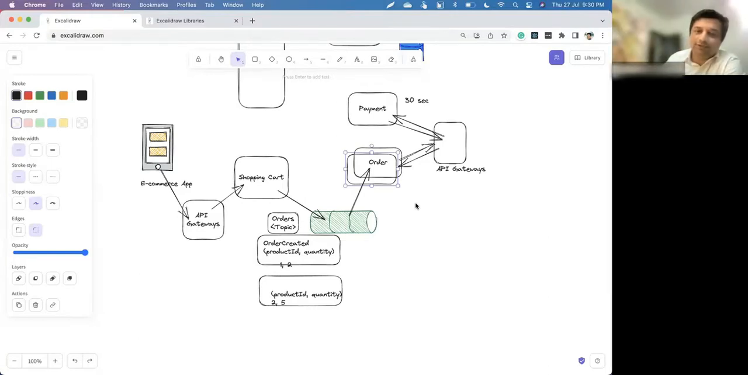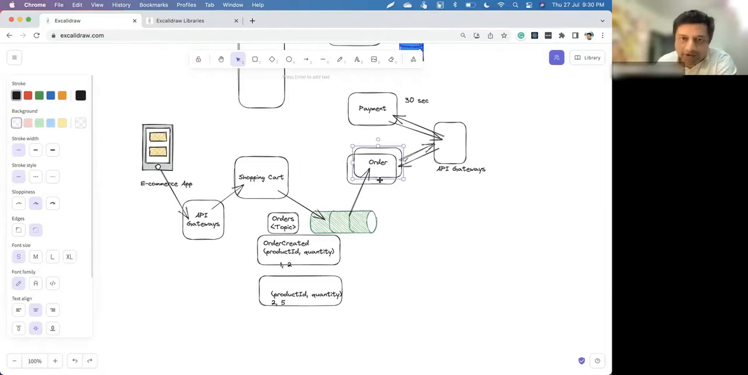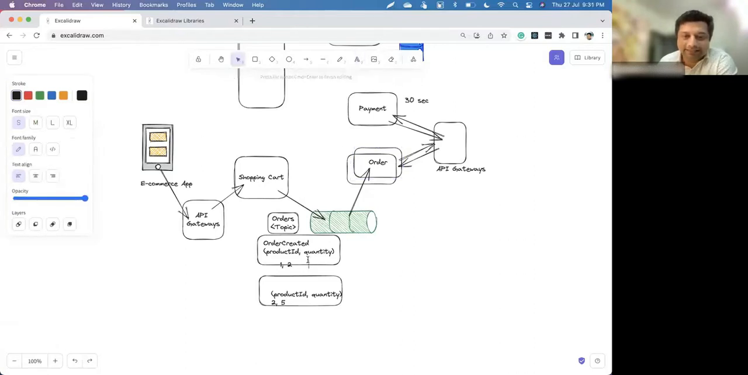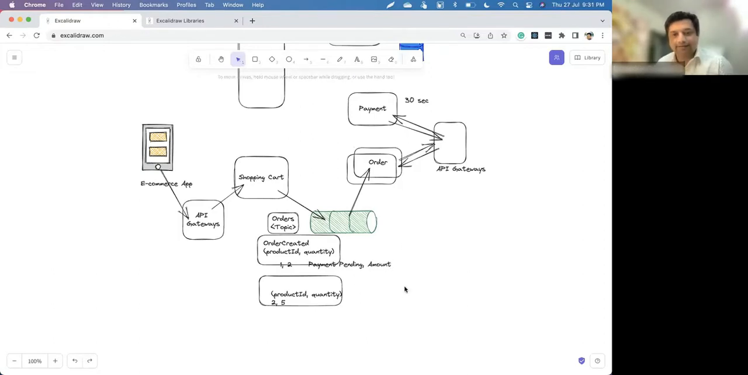Right. So what you can do is, once the order processing service verifies that the order is correct, it can just update the status, say payment pending, right? Maybe it can also put the amount. What is the payment to be done? So it just writes back into this message queue only, right?